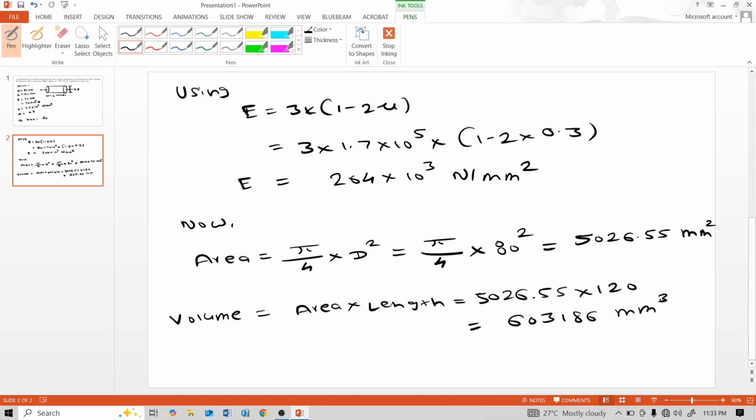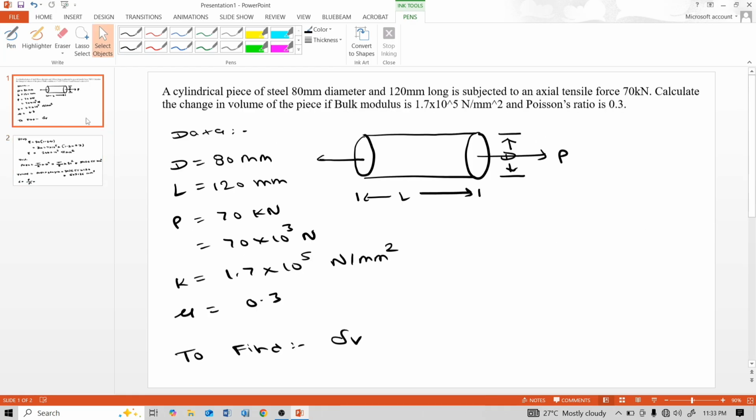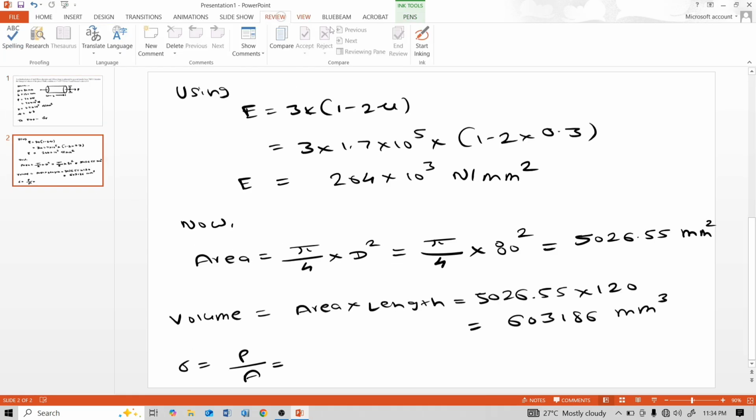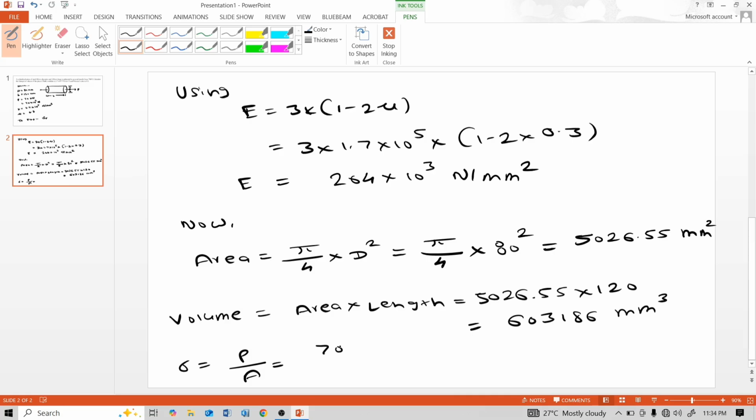is volume, and stress sigma is load upon area. Load is this 70 into 10 raised to 3 upon area, which is 5026.55. So it is equal to 70 into 10 raised to 3 divided by 5026.55, which is 13.93 Newton per mm square.